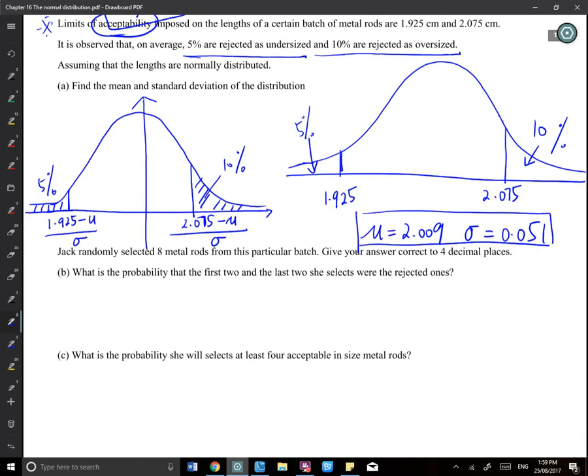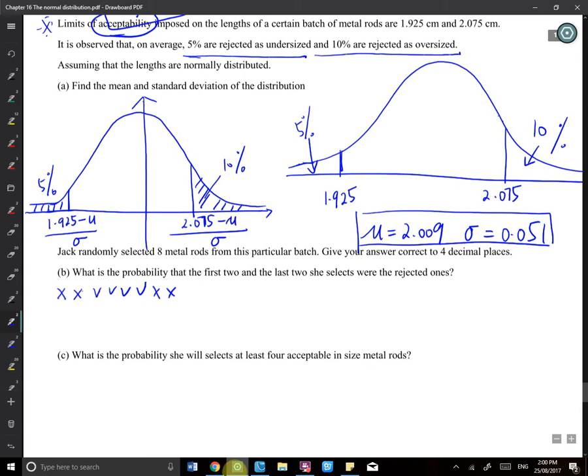Okay, so you want the first two and the last two to be rejected once. Okay, so you want 8 in total. So not, yes, not. That's what you want. Okay, so is that 8? Yes, it's 8. So first two and last two.